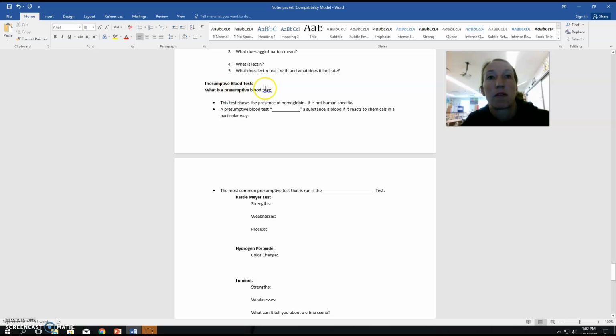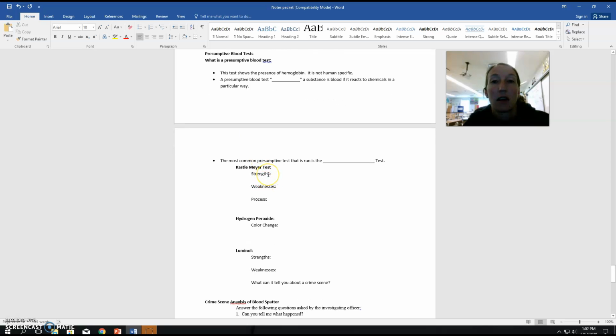Okay, finally get to our presumptive blood test. Okay, so Kastle-Meyer, this is the one that I think is kind of boring. It's a 3-step process. First, you put on a little alcohol and that cleans it. Then second of all, you put your phenolphthalein on, and that's your pH indicator. And that's what's going to turn pink in the presence of oxygen. Finally, you add that hydrogen peroxide. Okay, now the hemoglobin is going to chop up that hydrogen peroxide and release those oxygens. Phenolphthalein is going to grab those oxygens, and that's what causes it to turn pink.